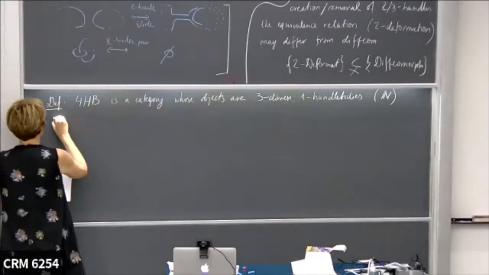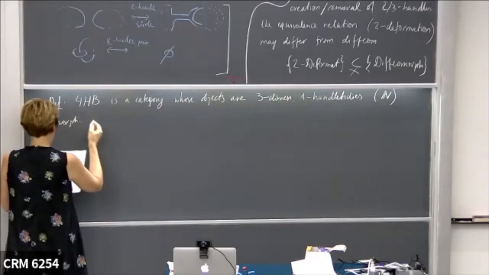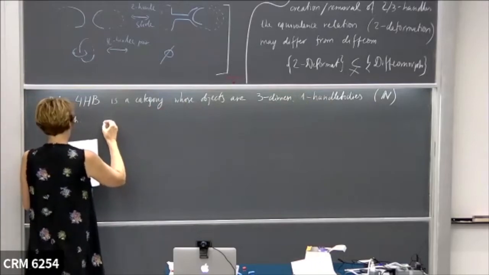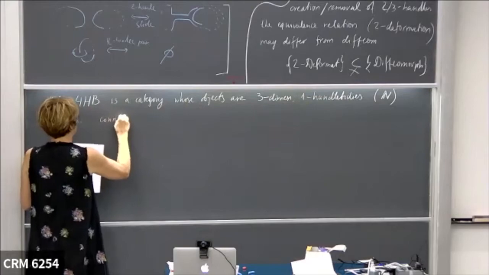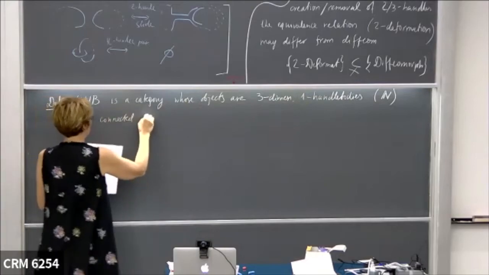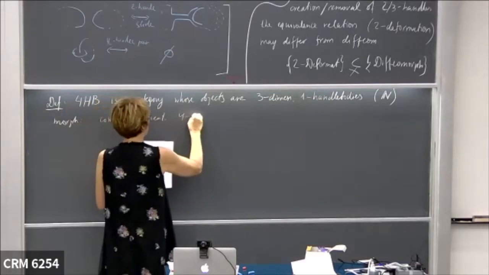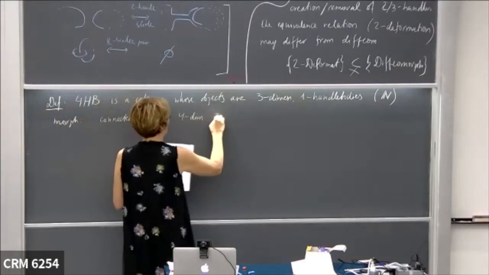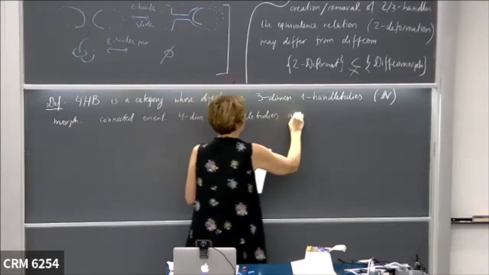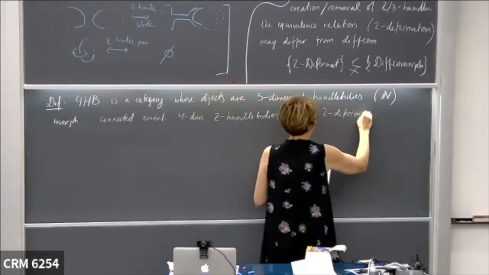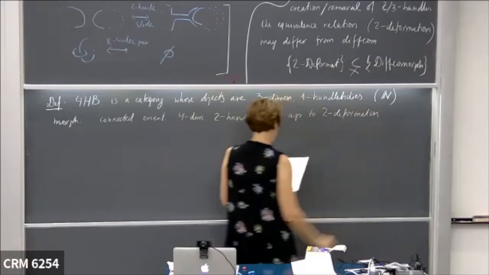And morphisms are connected, oriented, compact (but it's always compact), four-dimensional two-handled bodies up to two deformation. So it's two deformation classes of these guys.